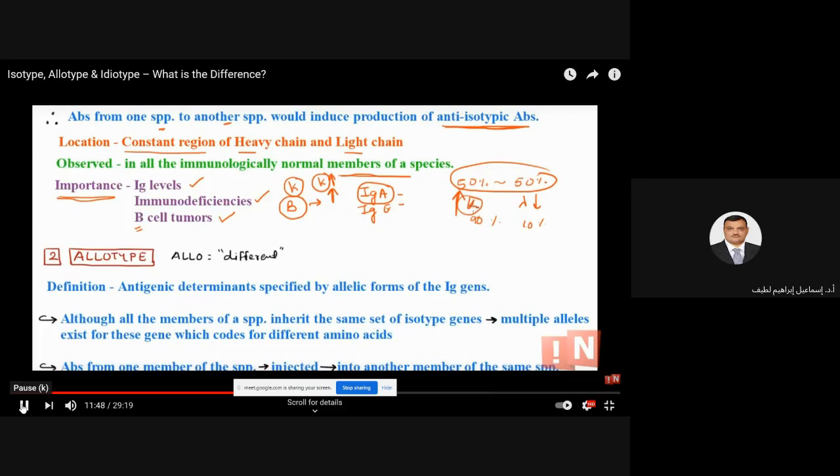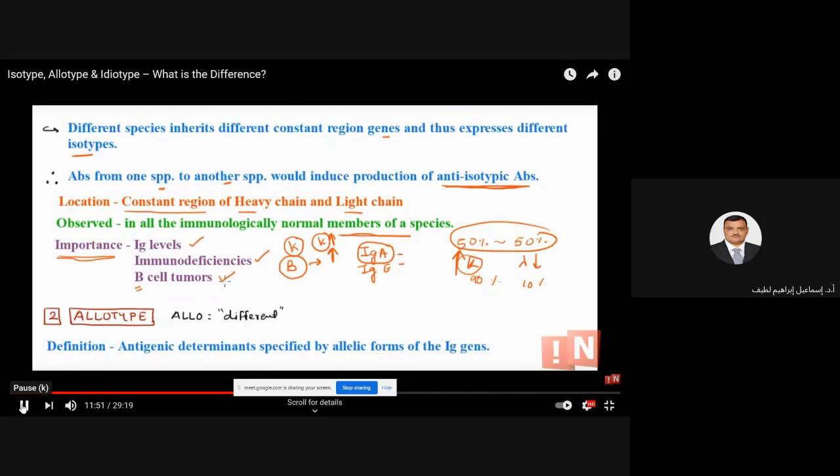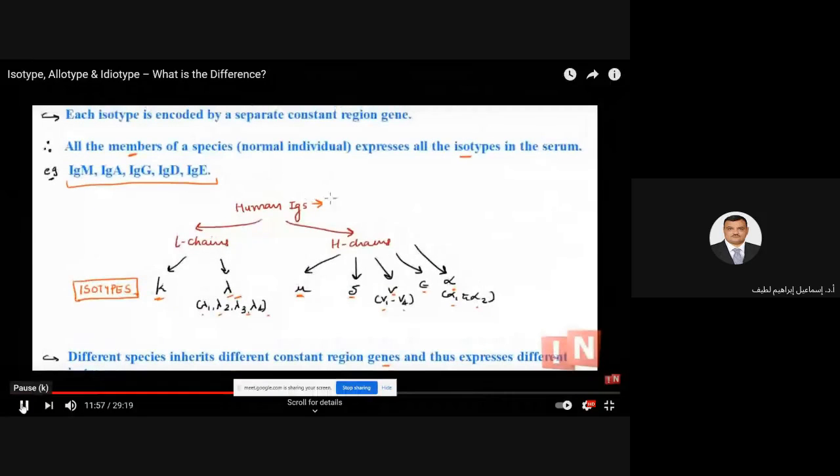So this can help you detect the B cells. A set of genes is going to express a set of heavy chains and light chains. Combinations of those give us the isotypes of antibody.